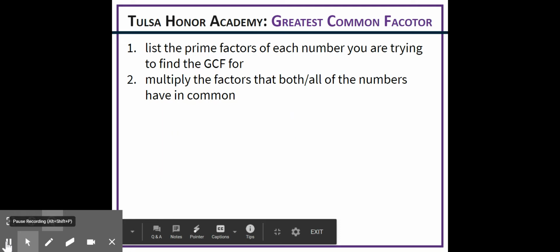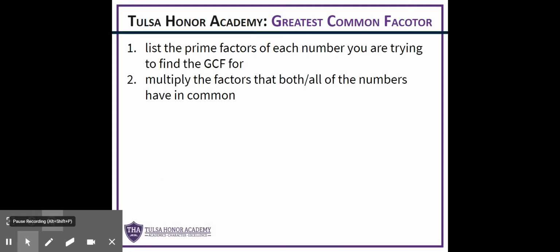So those were 2 ways that we can find the greatest common factor. So our first step in that is to list the prime factors of each number you're trying to find the GCF for, and then to multiply the factors that both or all of the numbers have in common.